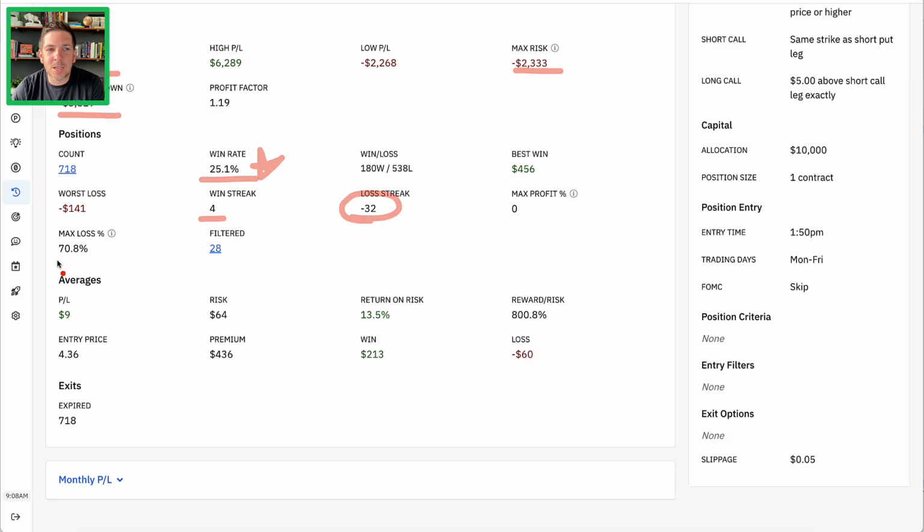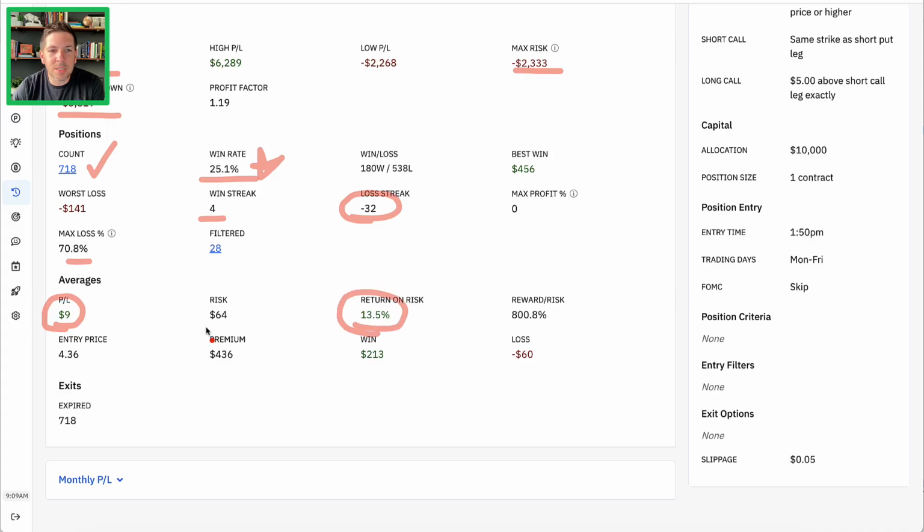So 70% of the time you were at max loss. Few trades filtered out, pretty high trade count, so that's good. We know these numbers are based on lots of trades, which is important. Average P&L still okay at $9, even with the losses that you went through. Return on risk was decent.